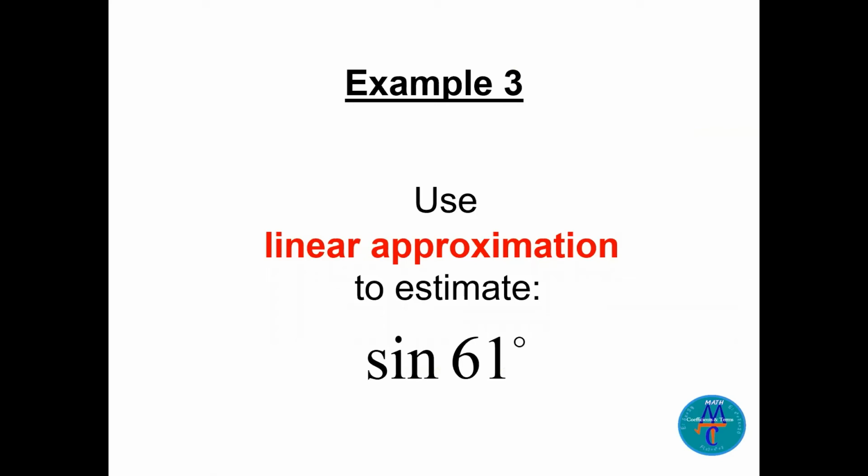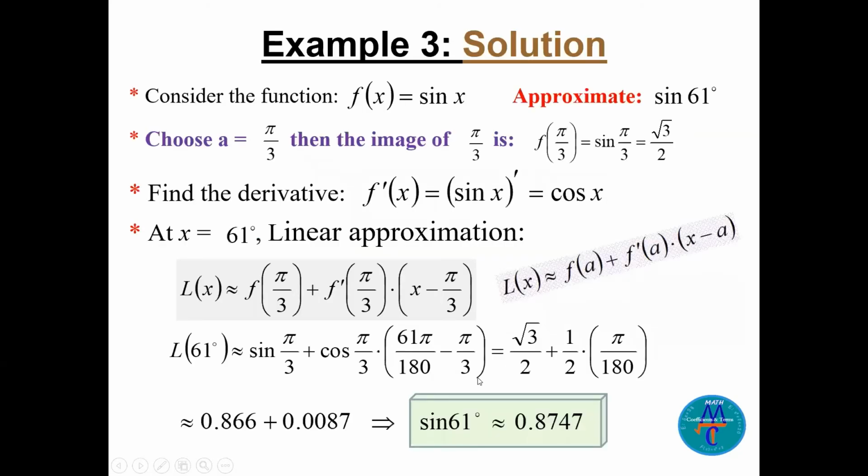Now, example 3: use linear approximation to estimate sine 61 degrees. This is not an easy angle. We need a calculator to do it, but we can find a linear approximation to estimate sine 61 degrees. So let's consider the function f of x is sine x.